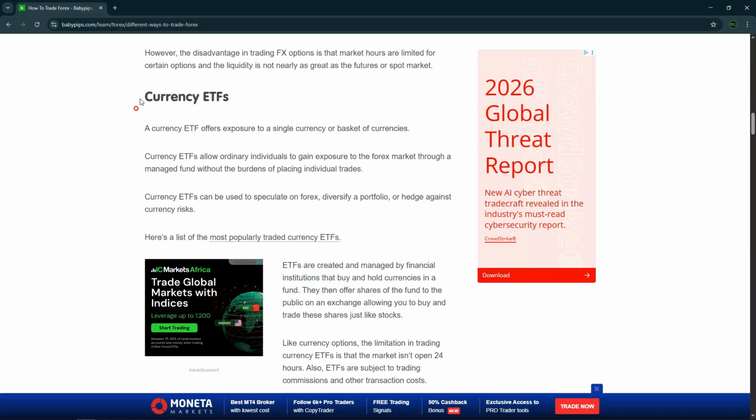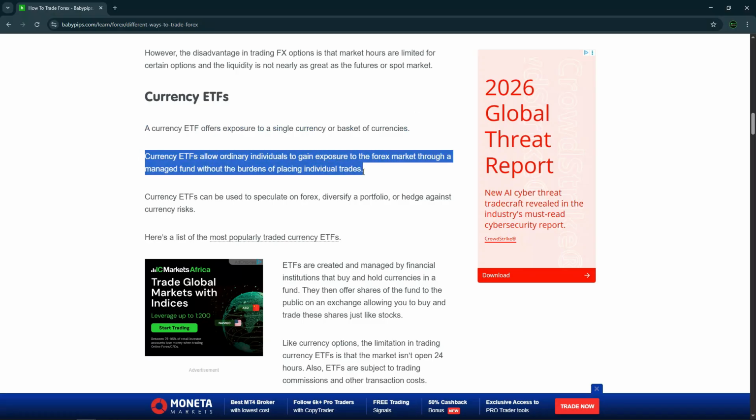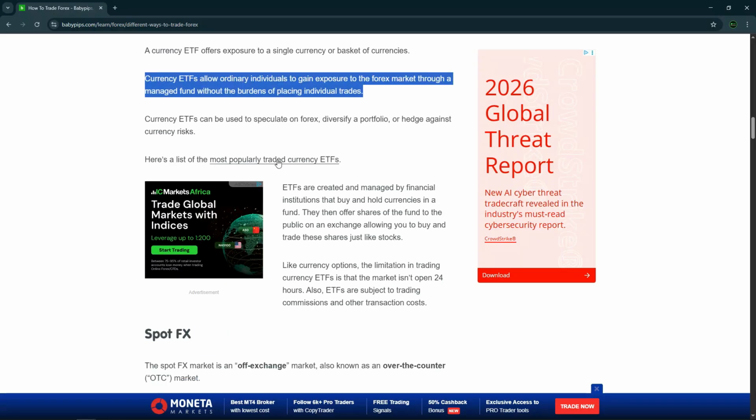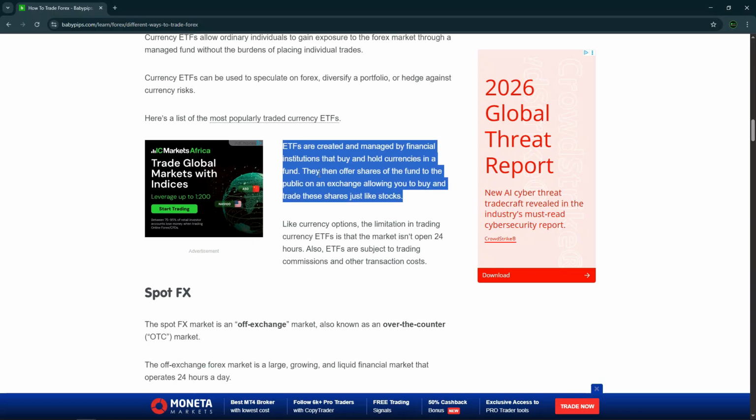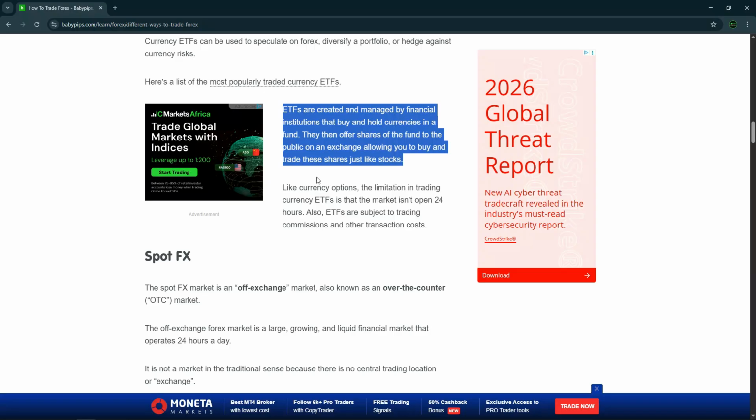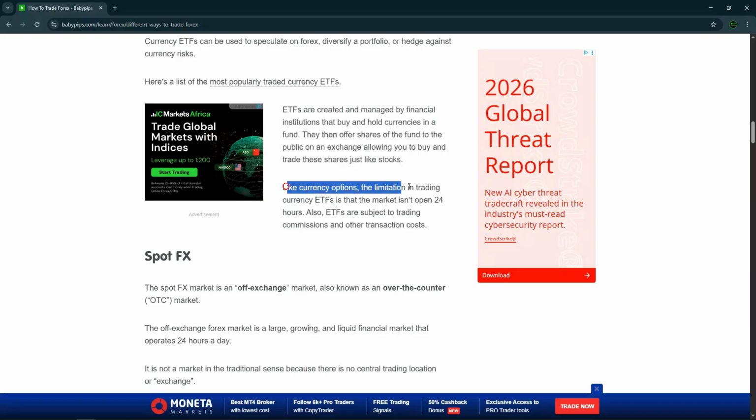Let's talk about currency ETFs. A currency ETF is a way to trade currencies without actually trading them directly. Instead, you are buying a fund that represents a currency or a group of currencies. You can think of it like buying a bundle that tracks the value of currencies. These funds are created and managed by financial institutions and then sold to the public on an exchange, just like stocks. This makes it easier for beginners to get exposure to forex without placing individual trades.